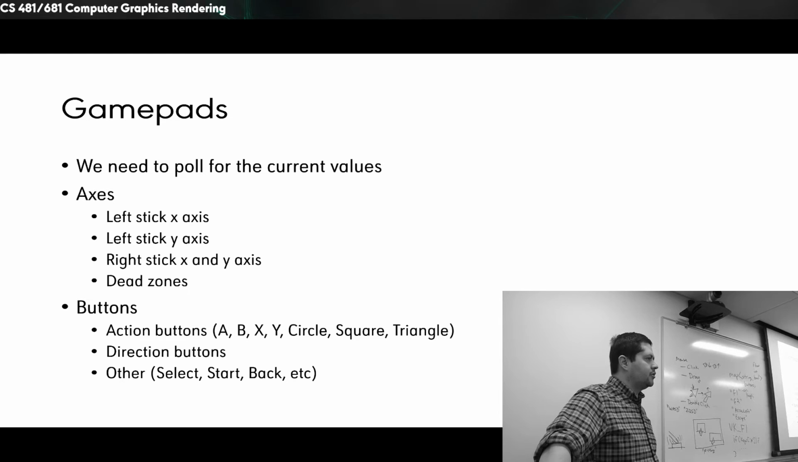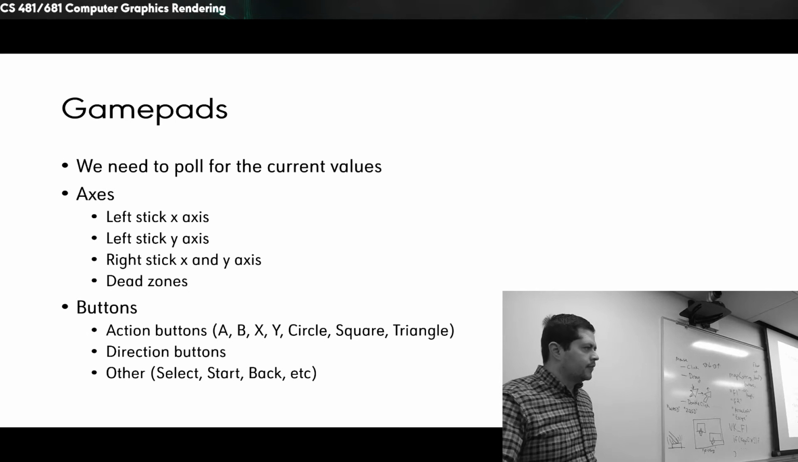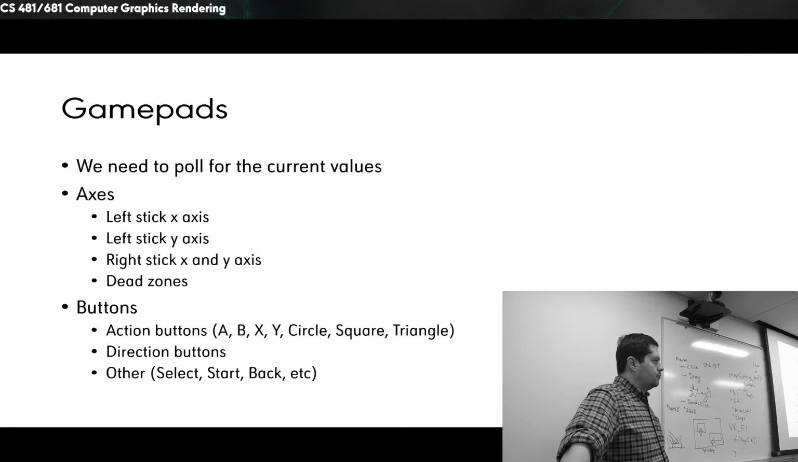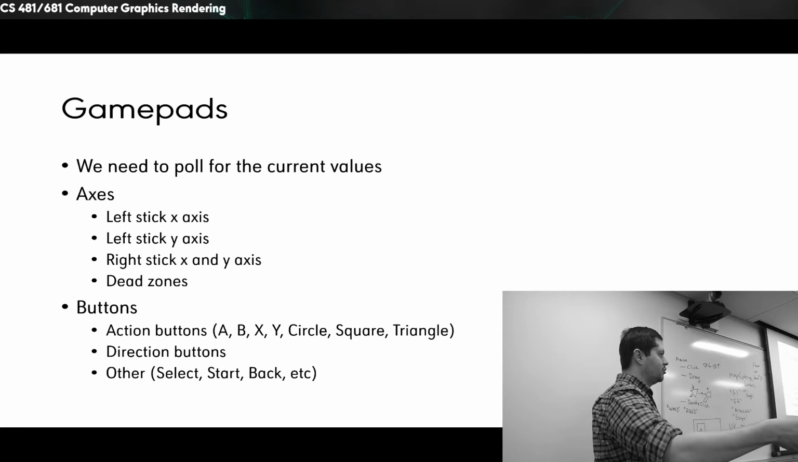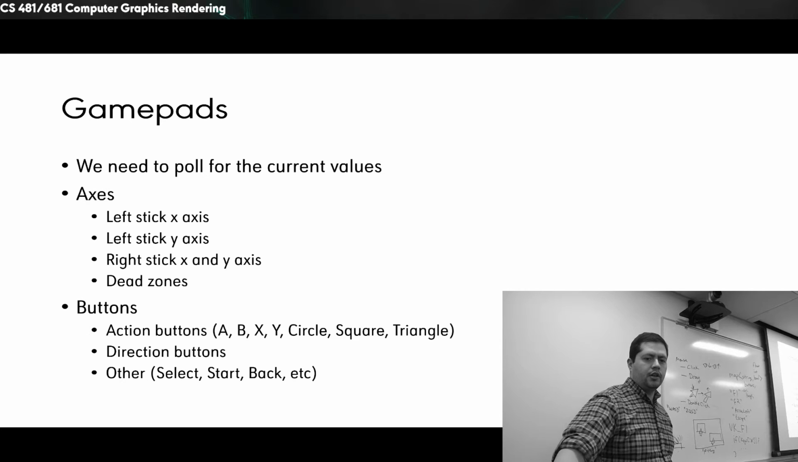Gamepads have their own unique attributes. You have this concept of axes and buttons. What do we think the difference between the axes and the buttons is? Axes aren't on or off. They're some range of value. Yeah, they're like an analog input. If you imagine a joystick that you're moving, that's where the idea comes from. You have your stick axis, so x-axis, y-axis. We'll call it axes, plural.